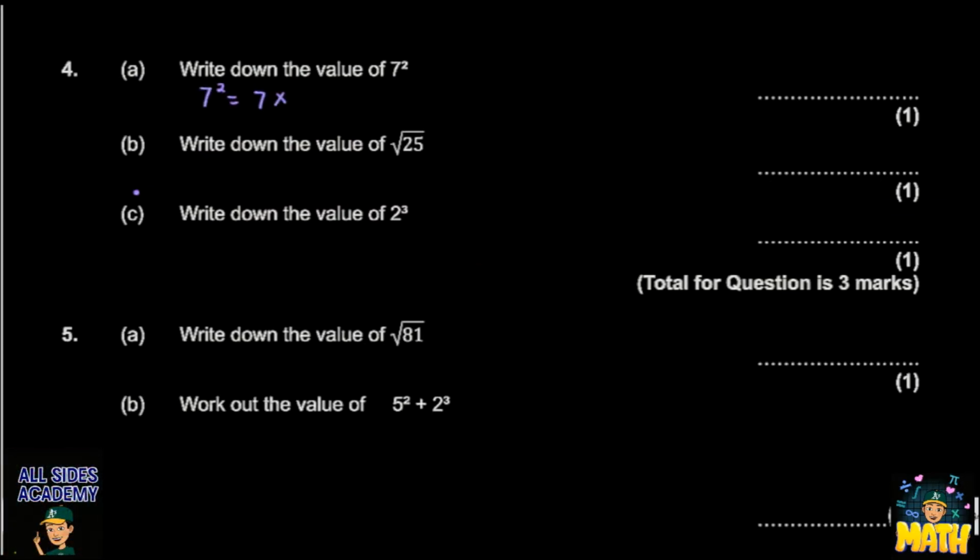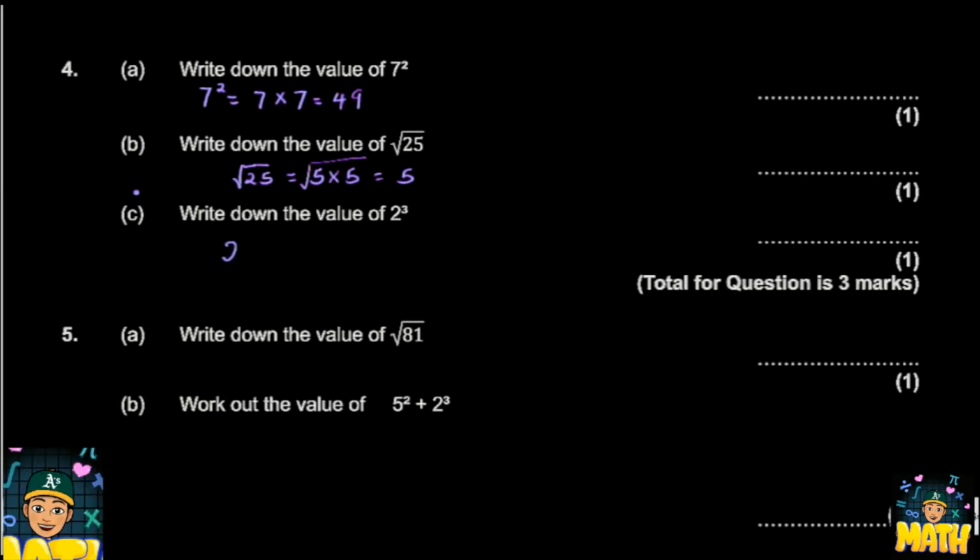So here, write down the value of 7 squared. 7 squared is 49. Write down the value of the square root of 25. Now, 25 is the same as 5 times 5, so the square root will be 5. So 5 times 5, so the square root is 5 right there.